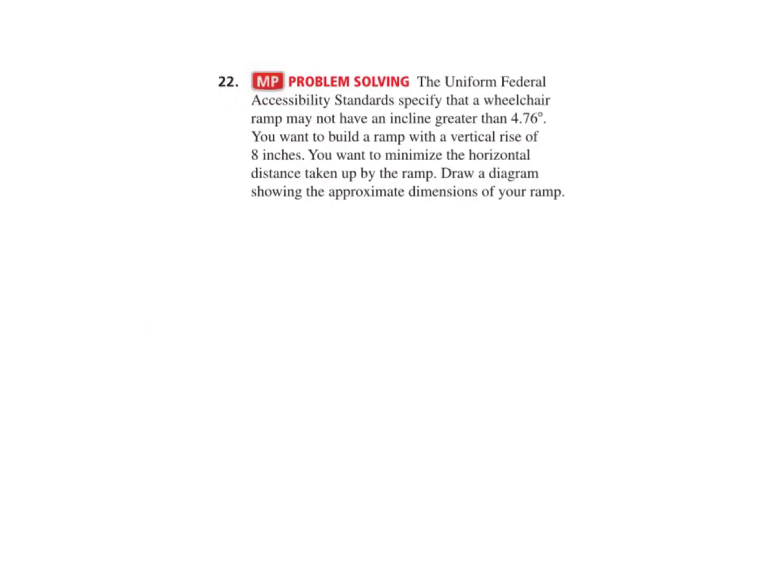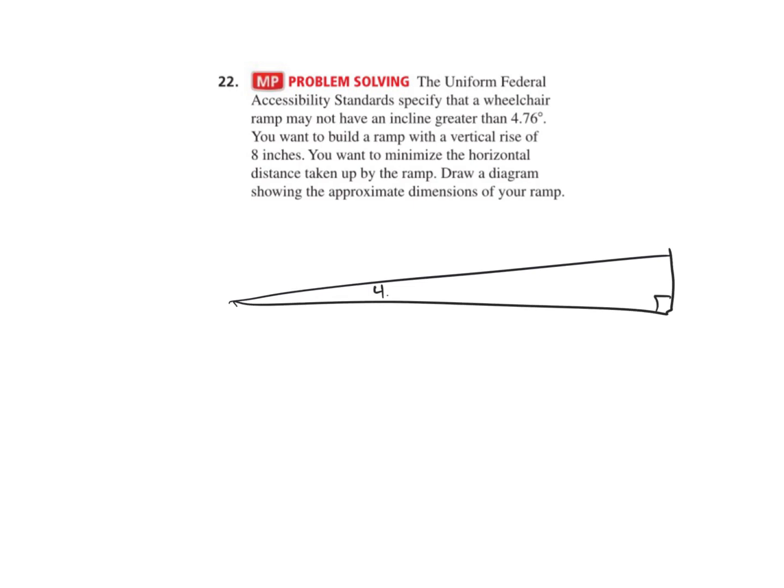The Uniform Federal Accessibility Standards specify that a wheelchair ramp may not have an incline greater than 4.76 degrees. All right, there's your incline. You want to build a ramp with a vertical rise of 8 inches. You want to minimize the horizontal distance taken up by the ramp. Draw a diagram showing the approximate dimensions of your ramp. So it still has to be 4.76 degrees. What is the minimum x can be, or what is the value of x?